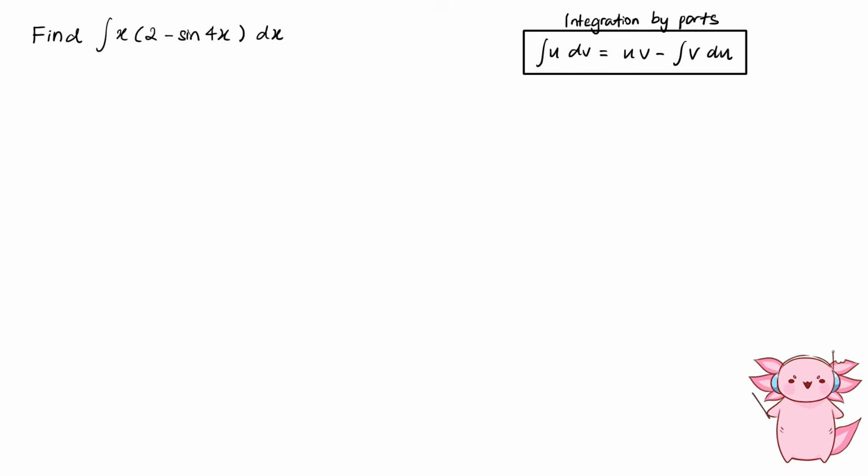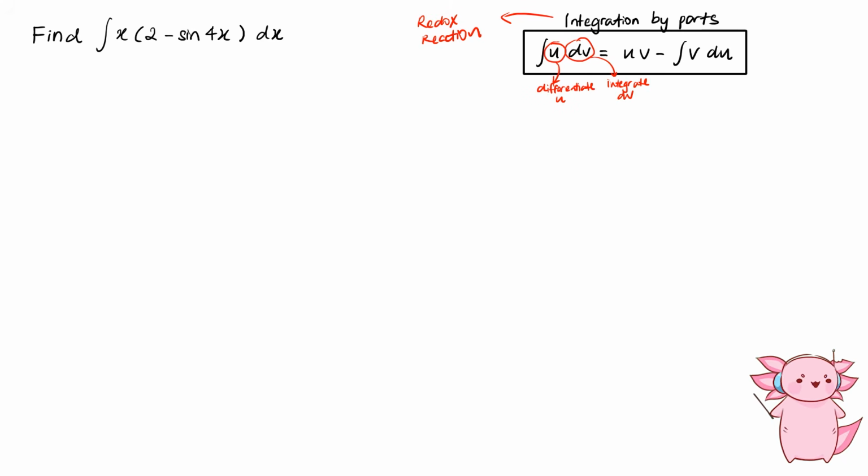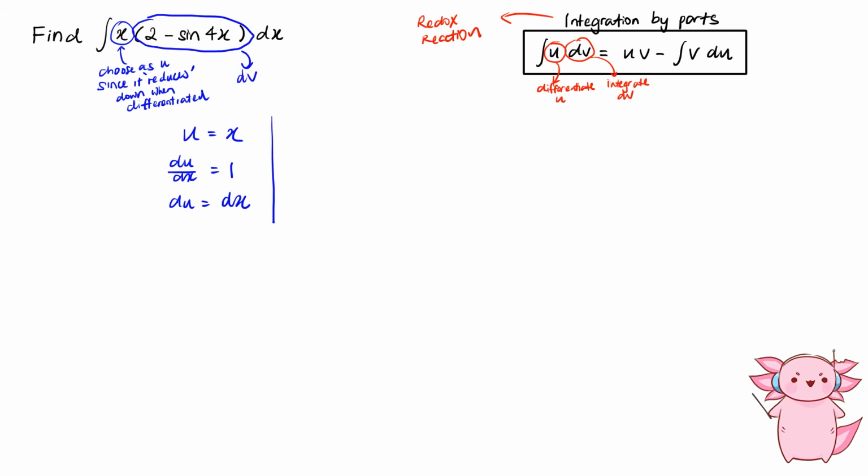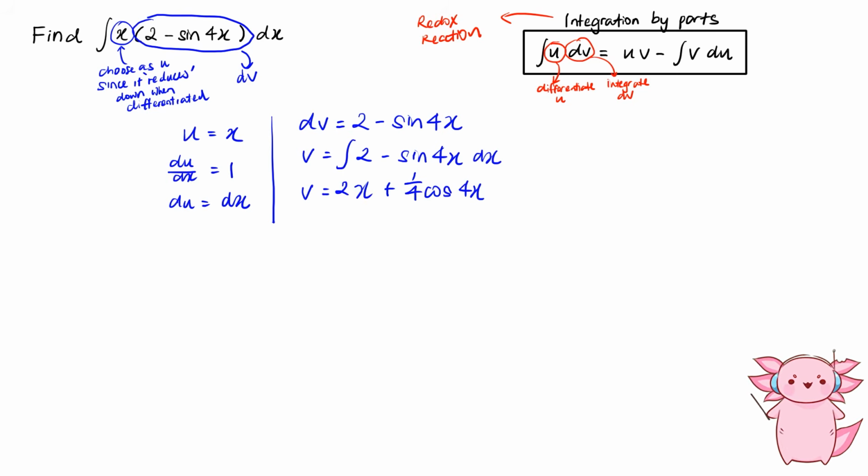Okay, the next integration technique is called integration by parts. This is gonna sound crazy, but it's kind of like a redox reaction, where you differentiate one and then you integrate the other. So u will be the one that we differentiate, and we let u equal x because differentiating it will kind of reduce the equation down and make it simpler. Then the rest here will be dv. So let's differentiate u to get du equals dx, and integrate dv to get v, which gives us 2x plus 1/4 cosine 4x.